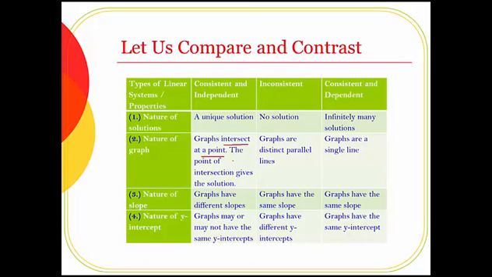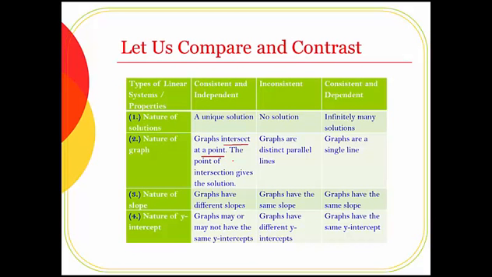When we talk of the slope, what is the nature of the slope? Consistent and independent systems have different slopes. The 2 graphs will have different slopes. Inconsistent systems, the graphs have the same slope because they are parallel lines. Parallel lines have the same slope. Consistent and dependent systems also have the same slope because it's just a single line.